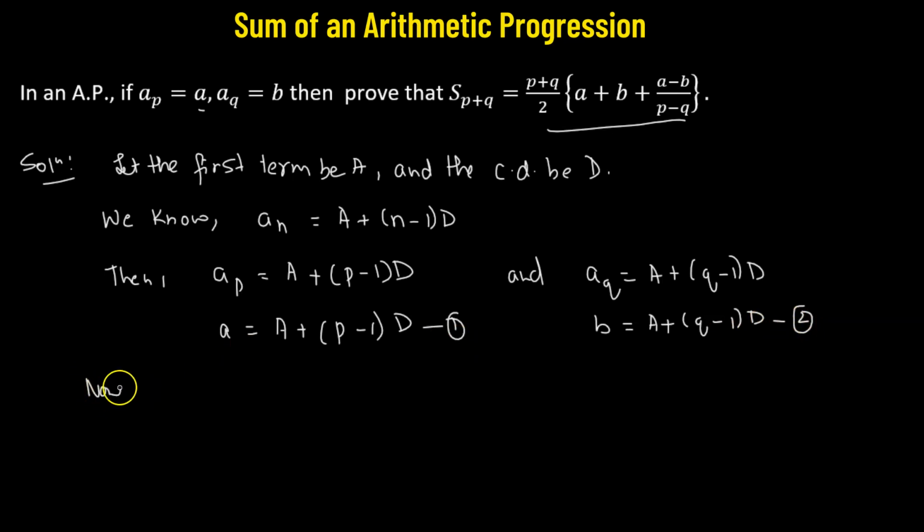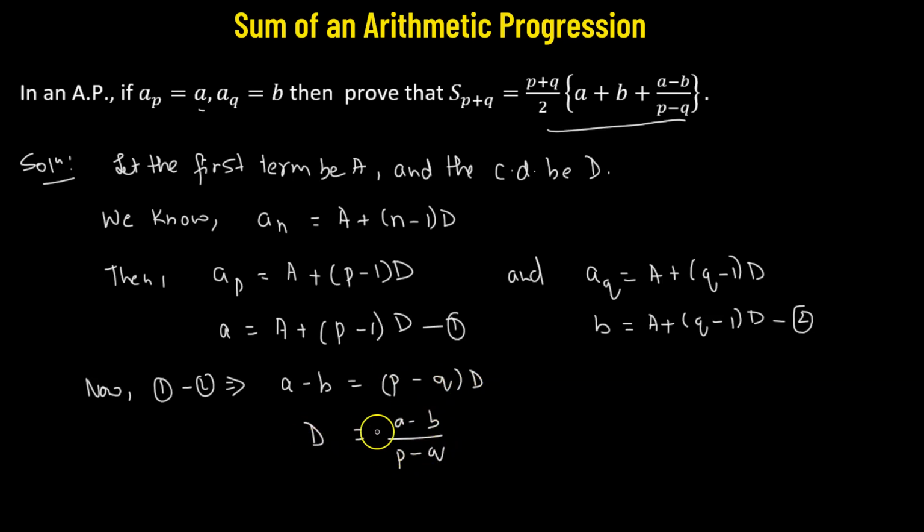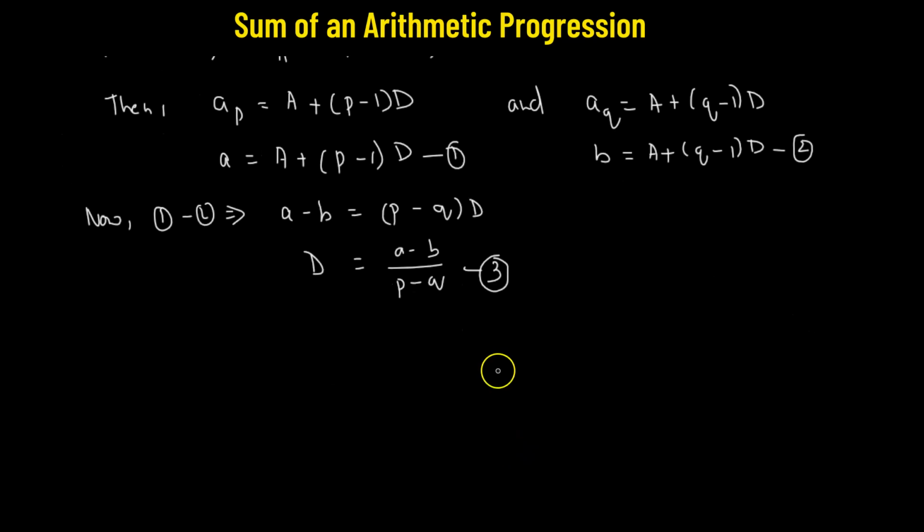Now we will subtract equation 2 from equation 1. On the left hand side we have a minus b, which equals, on the right hand side, p minus q times D. Solving for D, we get D equals a minus b divided by p minus q. So we have obtained the common difference. Let's label this as equation number 3. Now we can also obtain the first term. We can use either equation 1 or 2, so let's use equation number 2.